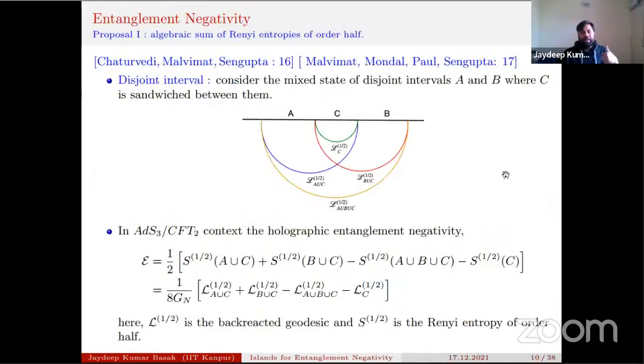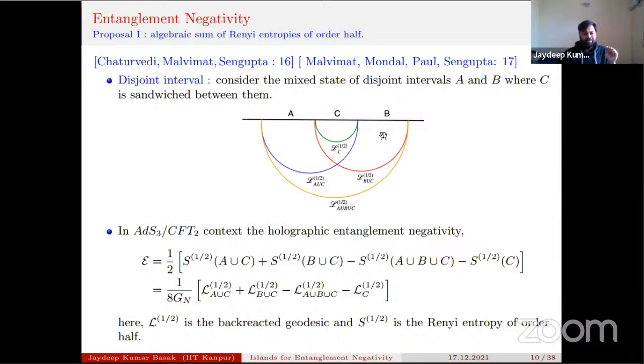Now holographic entanglement negativity also has a nice interpretation here, but it has basically two different proposals. The first proposal was proposed in these two papers, where holographic entanglement negativity was proposed as an algebraic sum of linear entropies of order half. Now we take disjoint intervals A and B here, and C is an interval which is sandwiched in between A and B.